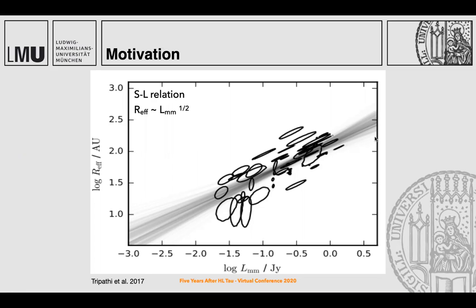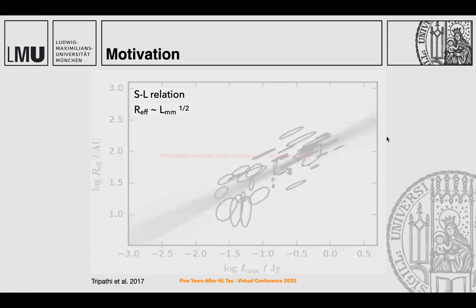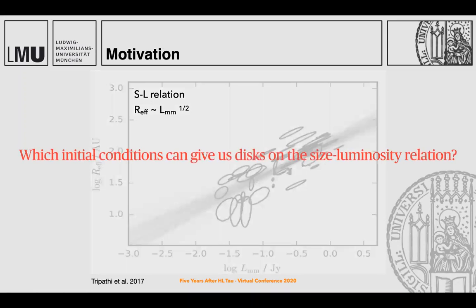As area here, they define the radius that encloses 68% of the total disk flux, and it's referred to as an effective radius. So we had the idea to reproduce these results on a large scale and find out which initial conditions can give us disks that lie on the size-luminosity relation.